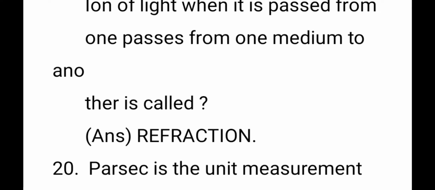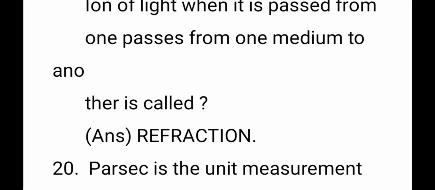Okay. Next, total internal reflection. So what is meant by total internal reflection? When the light ray travels from denser medium to rarer medium and makes an angle more than the critical angle, it is reflected back into the same medium. It means the denser medium cannot travel into the rarer medium. That is called total internal reflection.